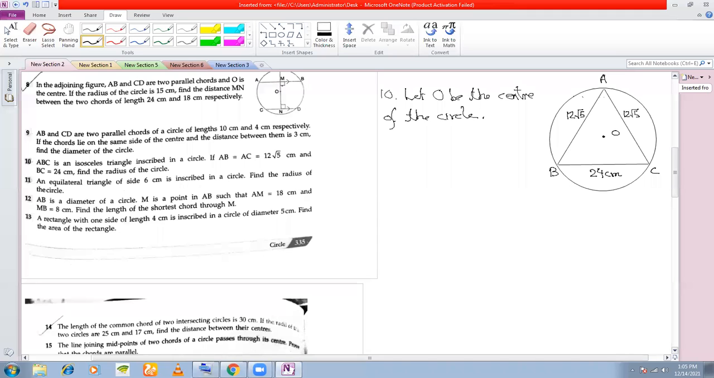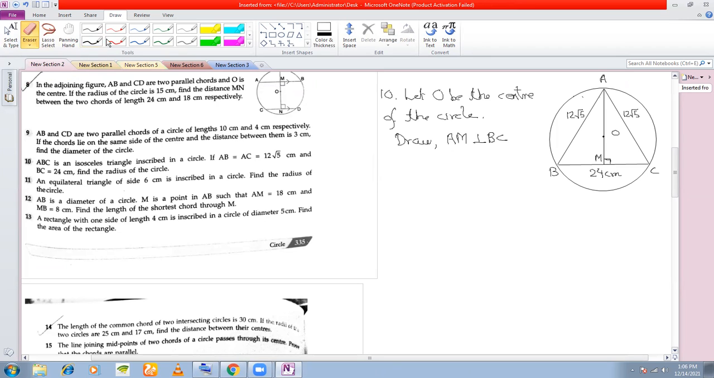Now, because this is an isosceles triangle, what I do is I draw, let's say AM, a straight line perpendicular to BC. So from A, I draw a perpendicular on BC. Okay, then what happens? Let's call this point M. So clearly AM is perpendicular to BC. Okay, let's not write OM first.